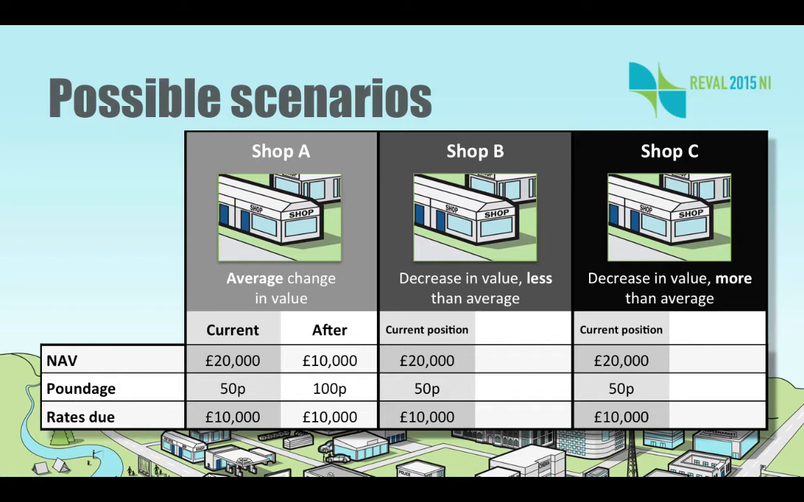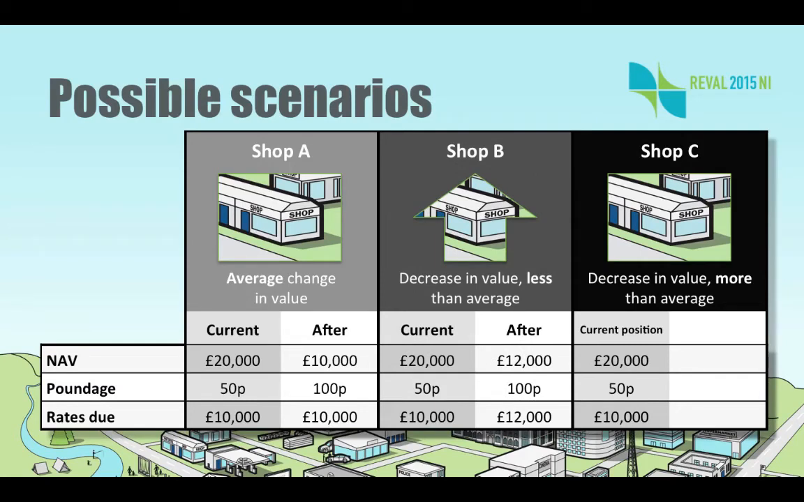Applying the new rate poundage, the rate bill is still £10,000. This is because the NAV has changed at the Northern Ireland average. Therefore, the ratepayer experiences no change in his rate bill. Shop B. In this shop, the NAV is reduced to £12,000 after revaluation. However, because the reduction in the value of the shop is not as great as the average reduction, the ratepayer will see an increase in her rate bill.